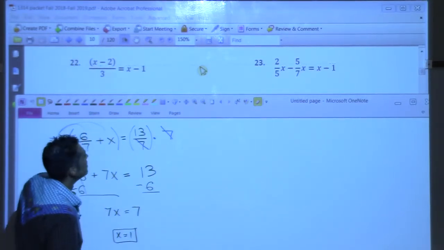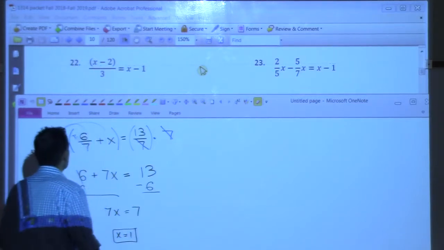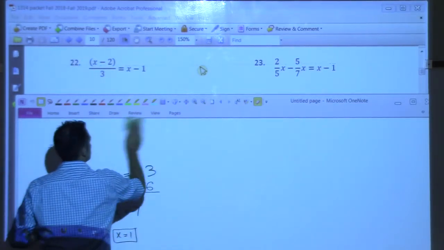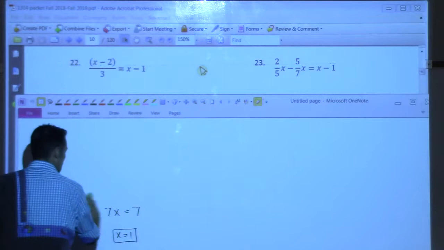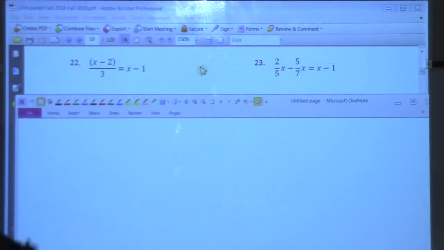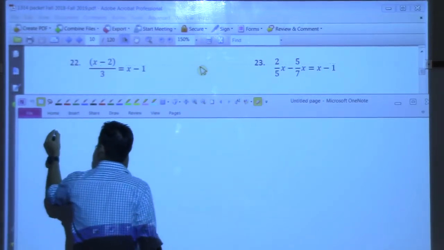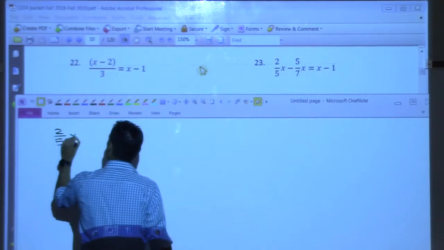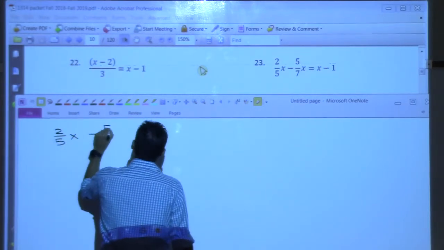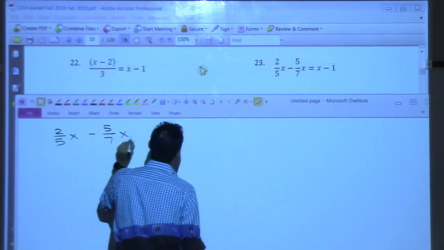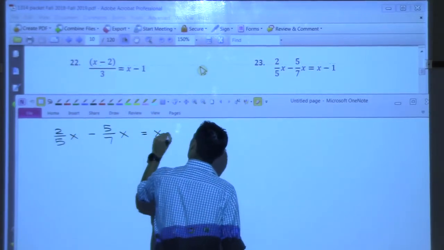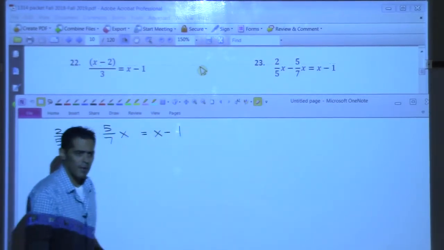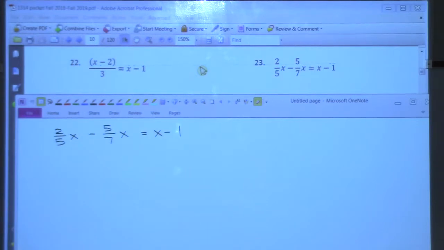Well, let's look at number 23. I don't have enough time to go through all of these examples, so I have to kind of pick which ones I think are worth it. Okay, this one I think is different enough that we should talk about it.